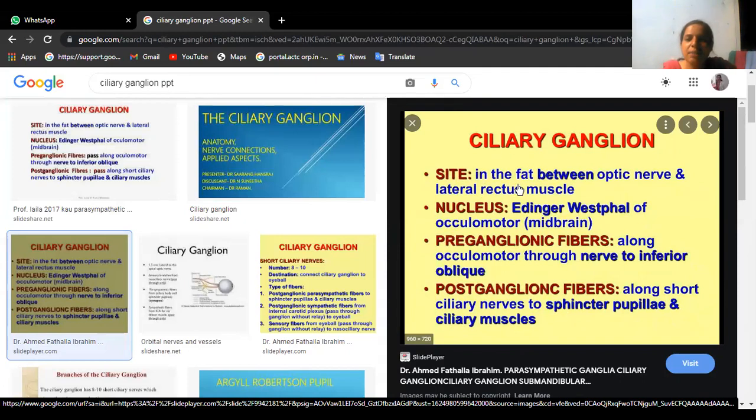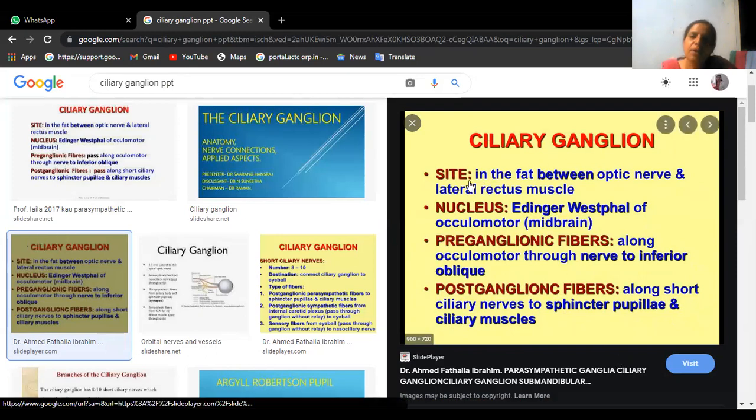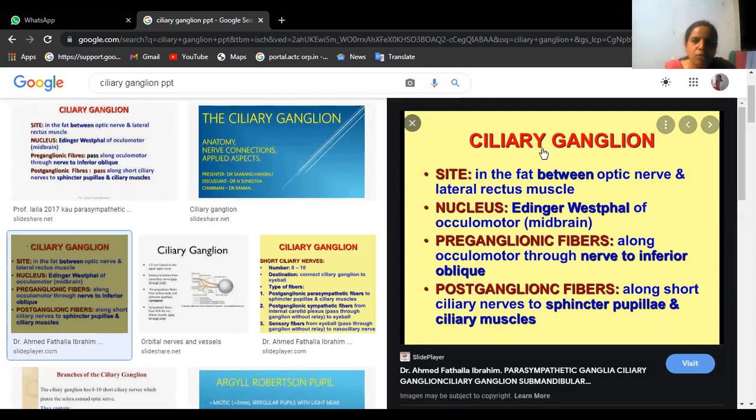So ciliary ganglion, where is it present? I hope you are seeing my shared PowerPoint, right? Ciliary ganglion, we just saw it was present inside the orbit, between the optic nerve and lateral rectus muscle. The nucleus it is connected to is Edinger-Westphal nucleus of oculomotor nerve. We did this nerve as essay question, third nerve. The preganglionic fibers move along the nerve to inferior oblique, postganglionic fibers along short ciliary nerves. They go to muscle fibers around pupil, the sphincter pupillae muscle and ciliary muscle. This much information you write, that is more than enough.